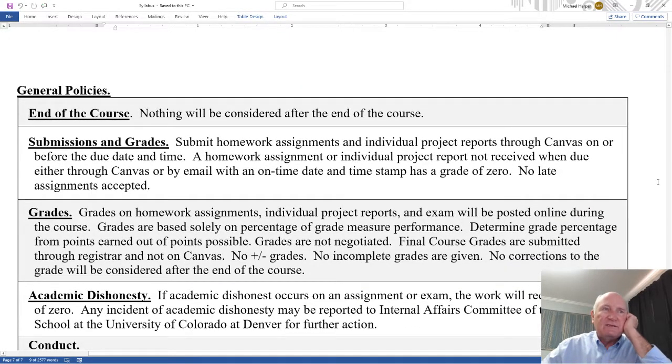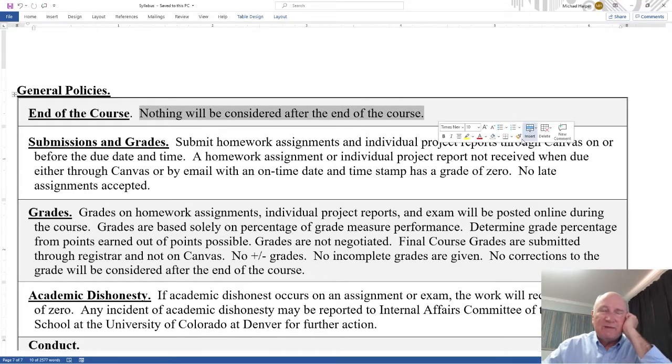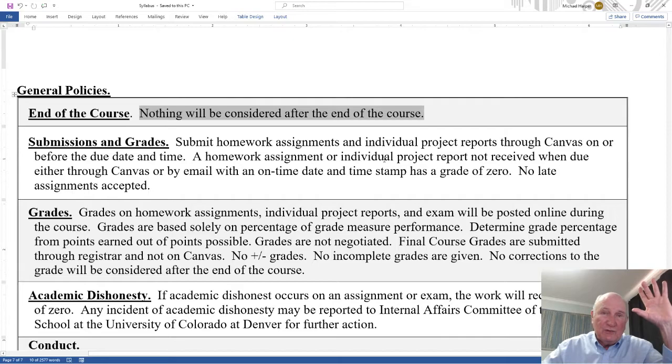Finally, the general policies. First of all, nothing will be considered after the end of the course. Be very careful and make sure you get everything submitted before the end of the course, especially the homework when due, and the exam and project report well before they're due. You're given 2 whole weeks. That's more than enough time to get them done.